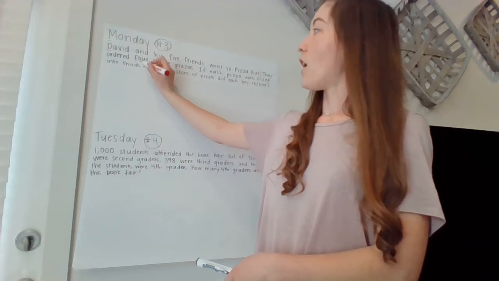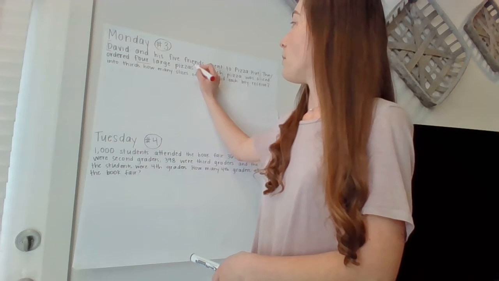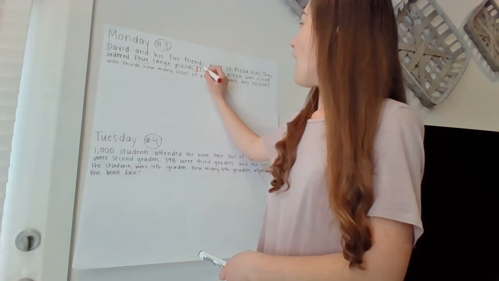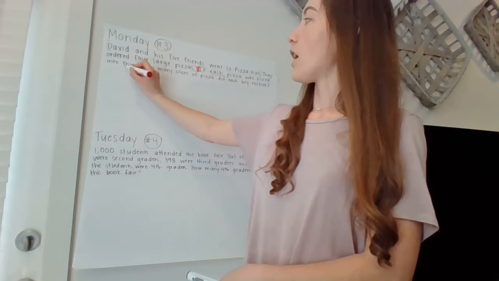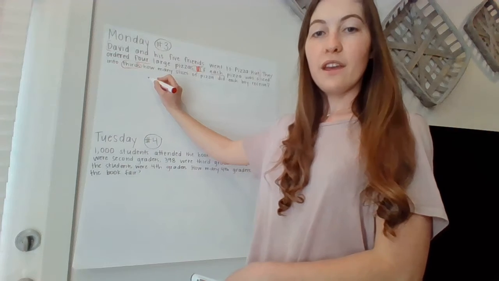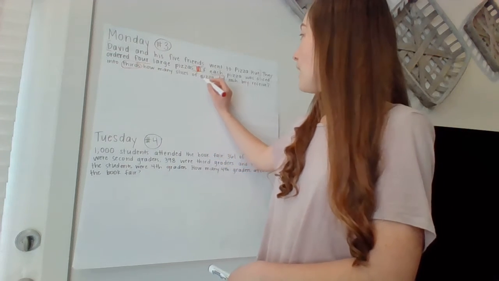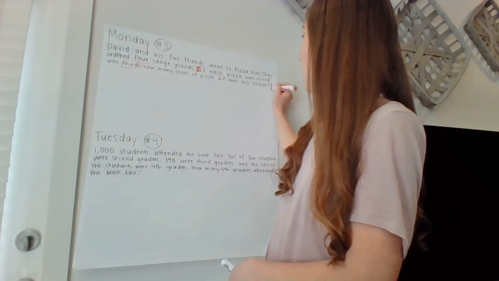They ordered 4 large pizzas. So I know there's 4 pizzas. Next sentence, if each pizza was sliced into thirds, so I know that each pizza is being sliced into thirds, how many slices of pizza did each boy receive?